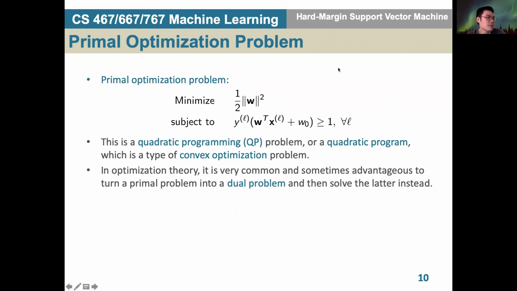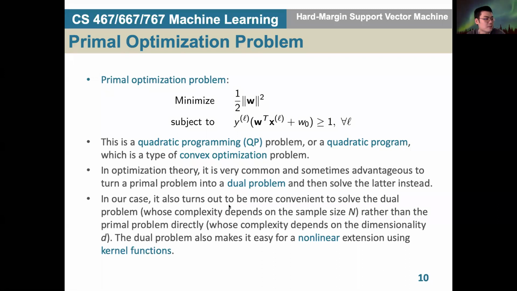By the way, they are not using a generic solver. I think they write their own solver, which is more efficient. In optimization theory, it's advantageous to turn a primal problem into a dual problem and then solve it in the dual form. One particular example we have seen is the Lagrange method, which you saw before when we reviewed the mathematical background.